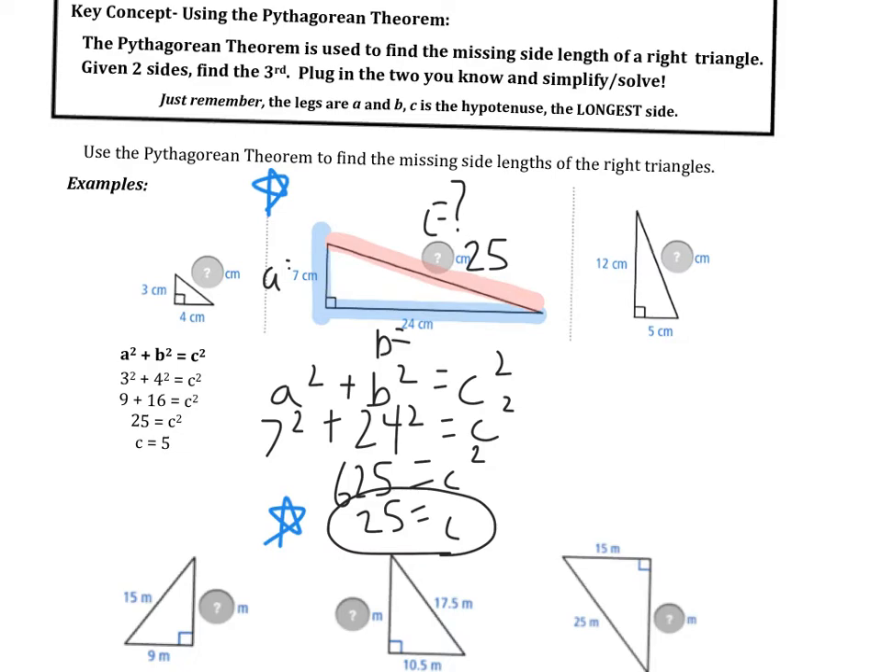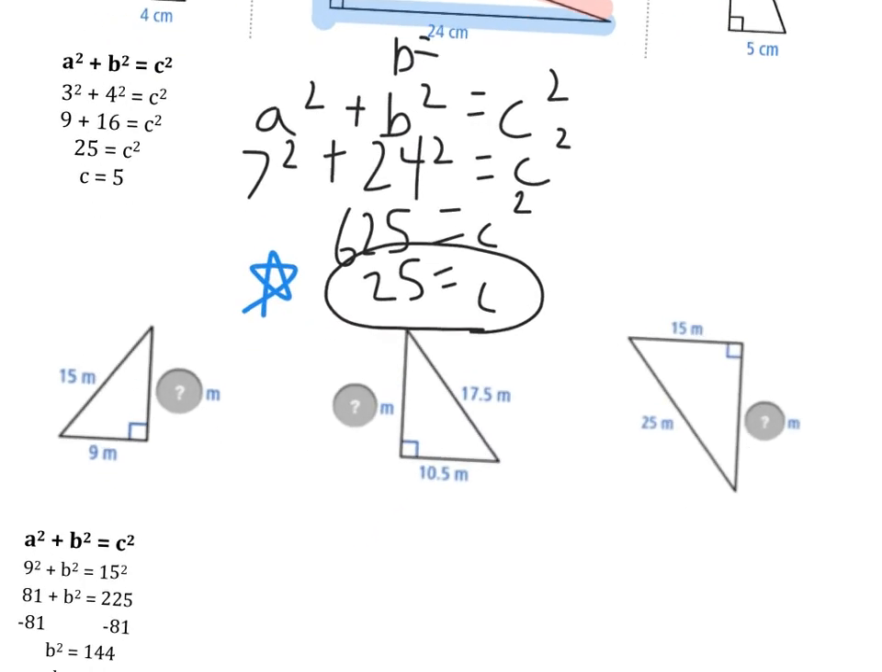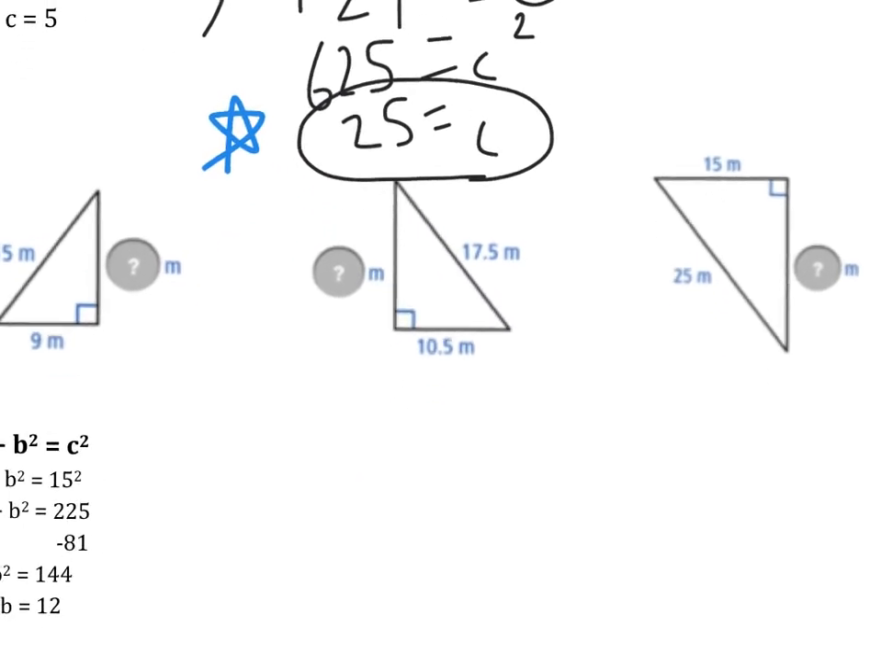Let's do an example where you have to find a leg, like this one right here. Here, you're given your C, you're given a leg, we'll call it A, and you don't know what B is. You have to find a leg B. So now when we plug in, it's going to look a little bit different than the previous one. A is 10.5, so we'll say 10.5 squared plus B squared equals C squared, which is 17.5 squared.